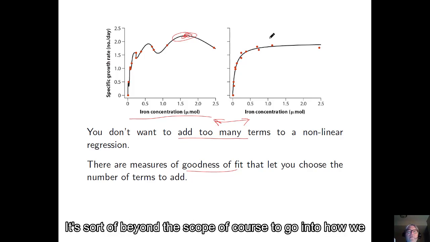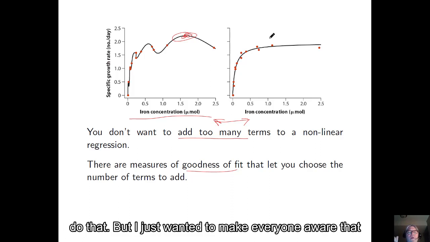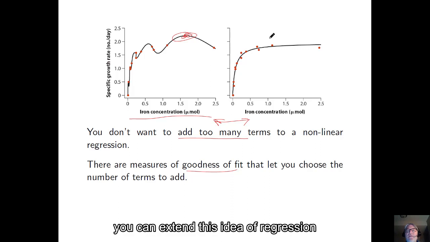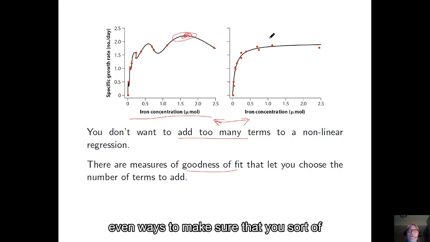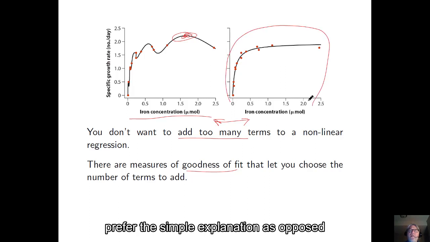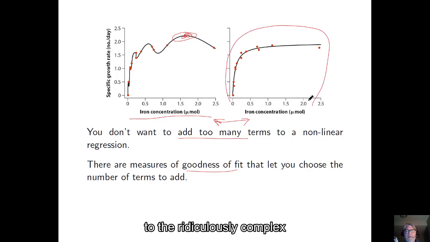So it seems like it's a good compromise between the simplicity of the curve and the predicted value. It's sort of beyond the scope of the course to go into how we do that, but I just wanted to make everyone aware that you can extend this idea of regression in really complicated and powerful ways, and there are even ways to make sure that you sort of prefer the simple explanation as opposed to the ridiculously complex explanation of fitting an arbitrary complexity curve.